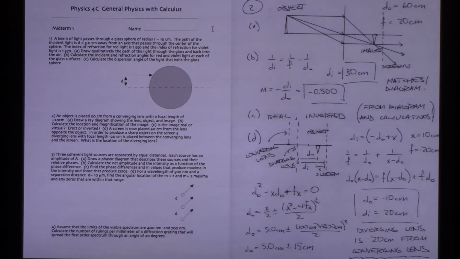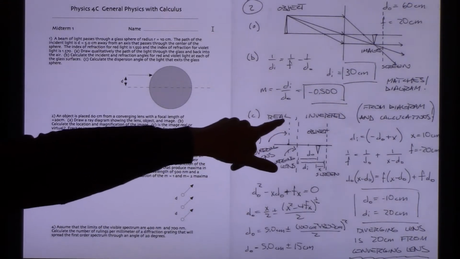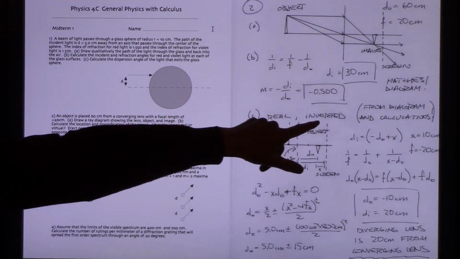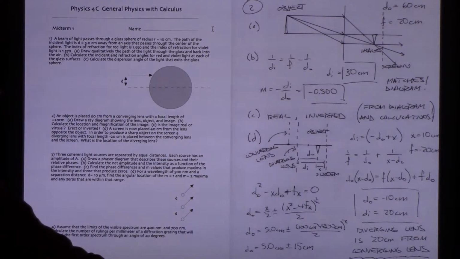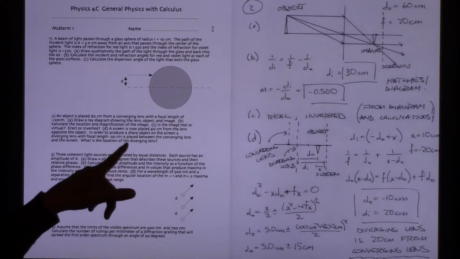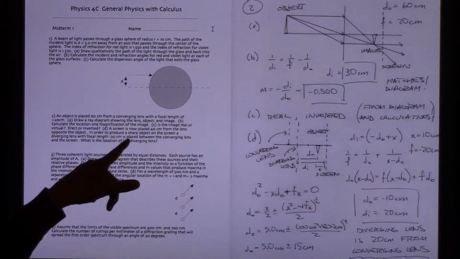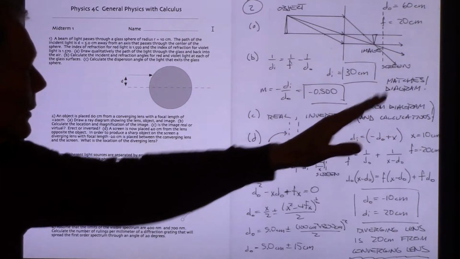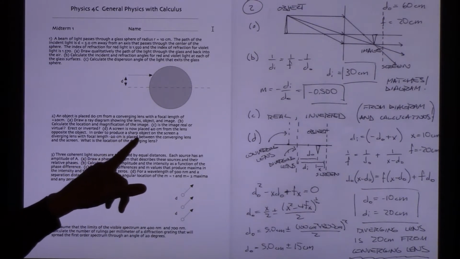Everything's looking good. Now, I think it asked that, right? Oh, here we go. It's a real image. It's a real object. And the image is inverted. And we can get that from the calculations or the diagram or both. Now, Part D says that what we want to do is set a screen 10 centimeters farther beyond. Now, a screen is placed there in order to produce a sharp object.